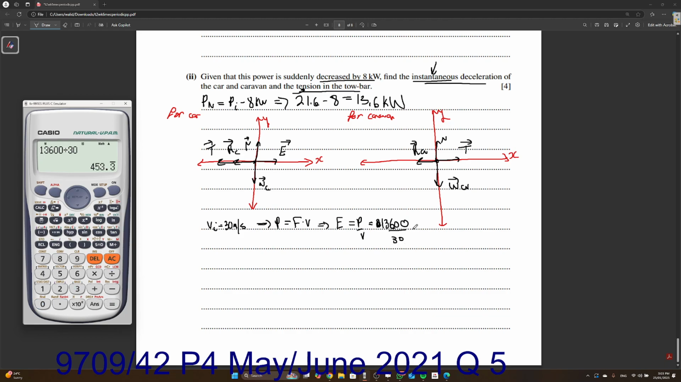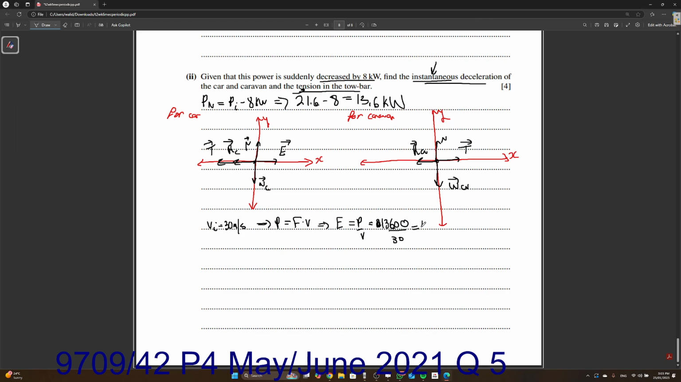You get 453.33 newtons. Okay, let's start seeing. We're obviously decelerating. So over here, sigma Fx is not going to be equal to 0 because we have an acceleration. Okay, so sigma Fx is going to be equal to ma for both cases.